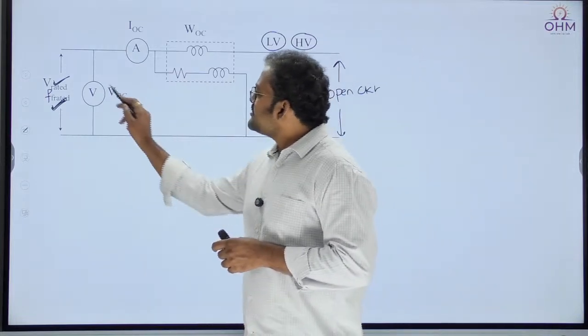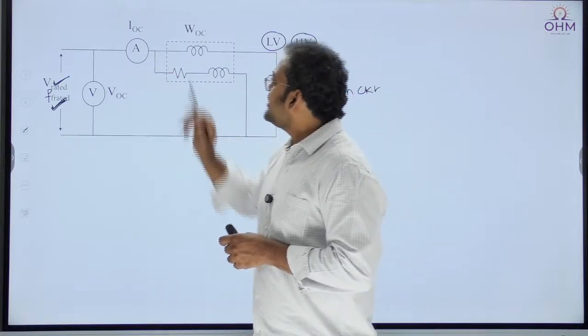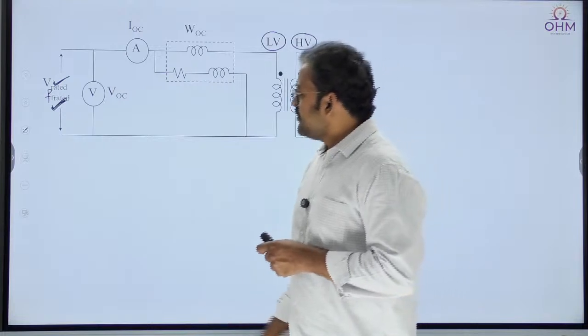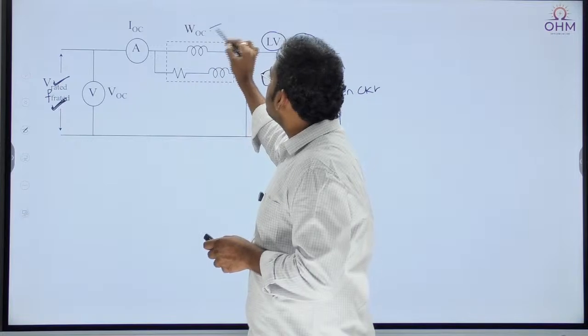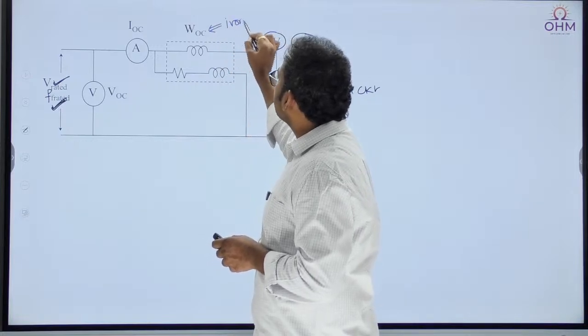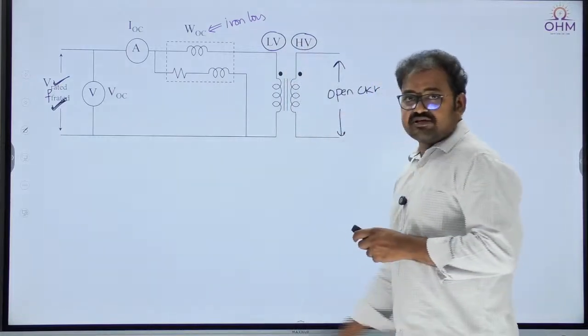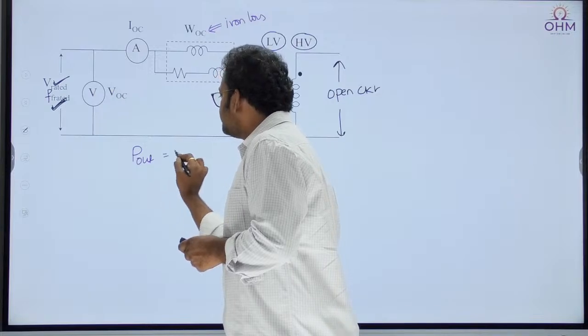And in order to measure the voltage, we are using a voltmeter. To measure the current, we are using an ammeter. To measure the power, we are using wattmeter. Okay, and whatever wattmeter I am using here, this will measure the iron loss in the transformer. Okay, so why? Because secondary is open circuit, guys. Therefore, output power is equal to 0.